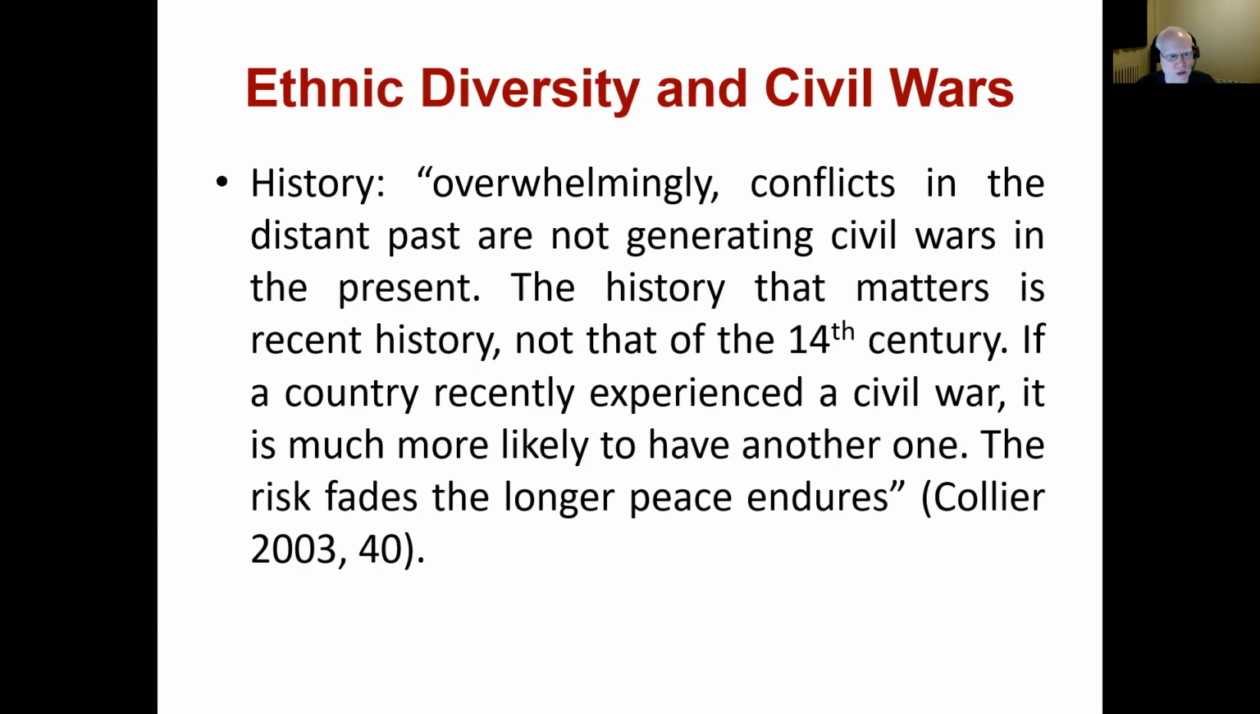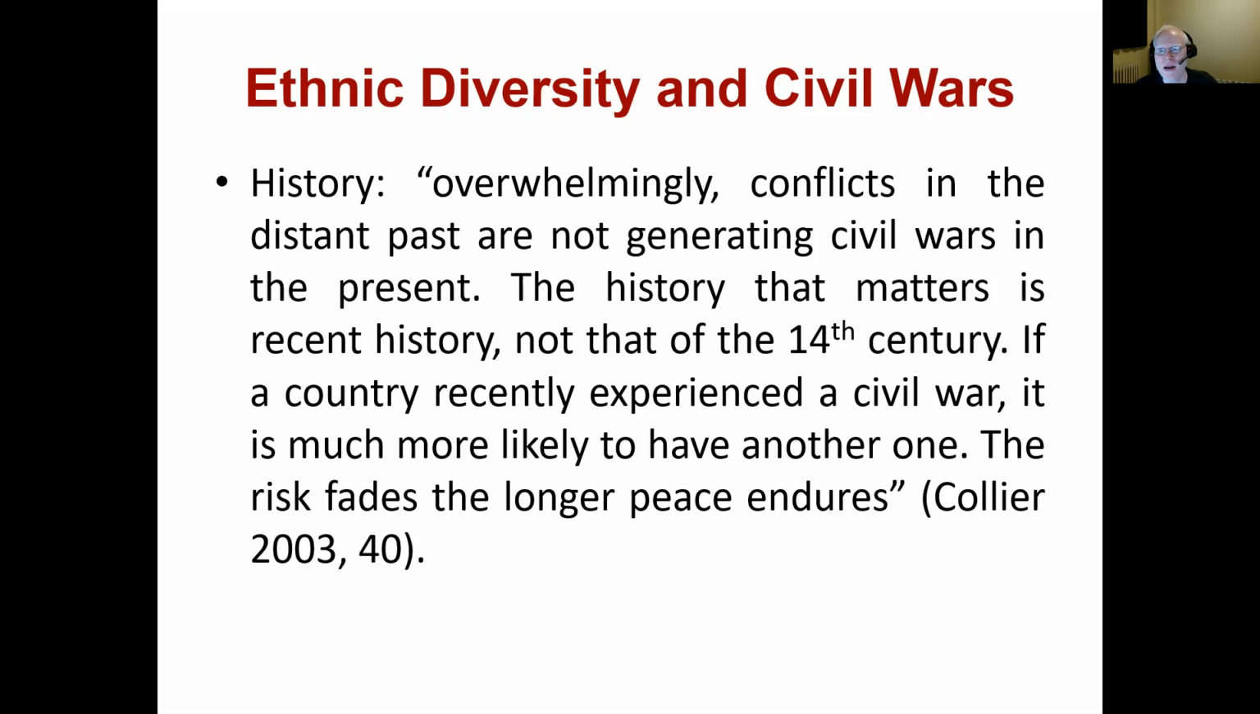When we look at the cause of the Civil War, what turns out to matter more is what's happened in recent history, what's currently going on at the time of the outbreak of the war, not what's happened centuries ago. If a country recently experienced a civil war, it's much more likely to have another one. The risk fades the longer peace endures.